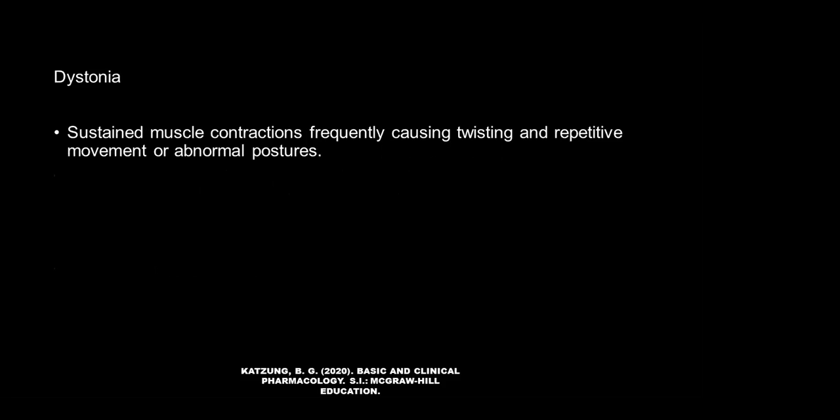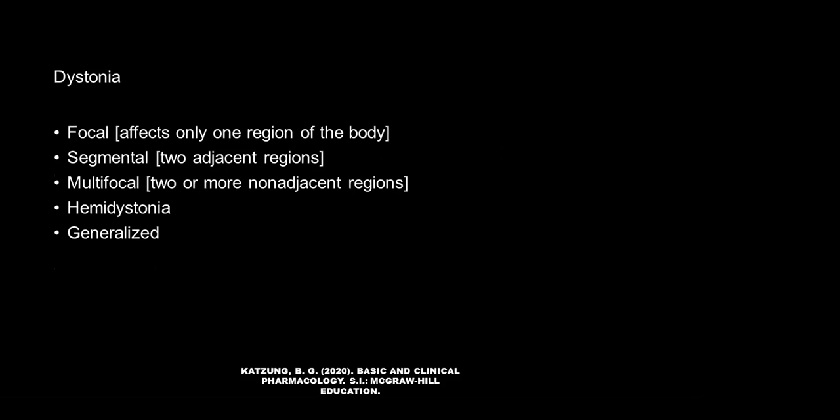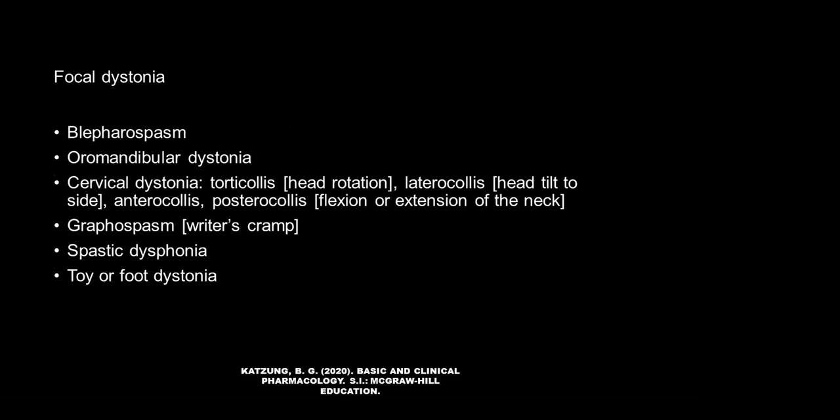Dystonia, a sustained muscle contraction frequently causing twisting and repetitive movement or abnormal posture. Next. Focal dystonia affects one region of the body. Segmental dystonia affects two adjacent regions. Multifocal dystonia affects two or more non-adjacent regions. Hemidystonia and generalized dystonia. Next.